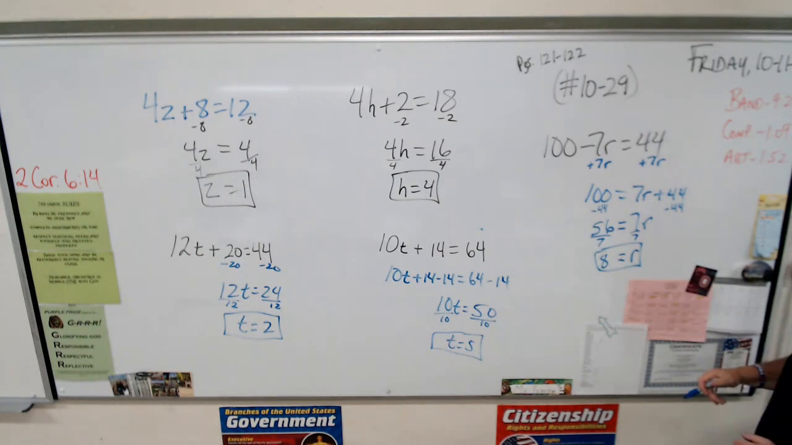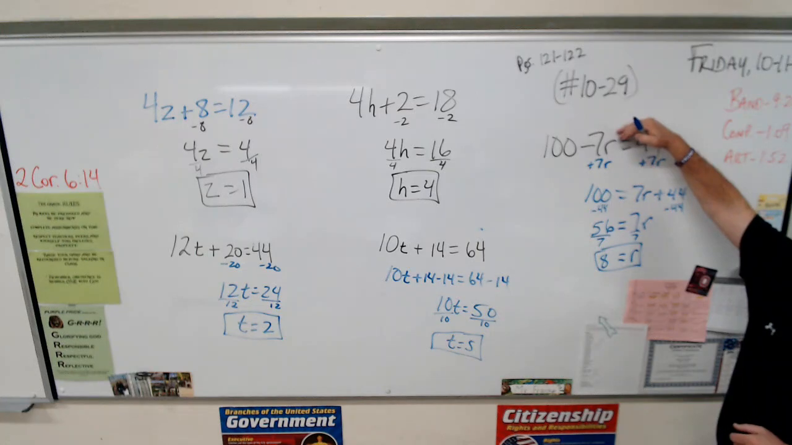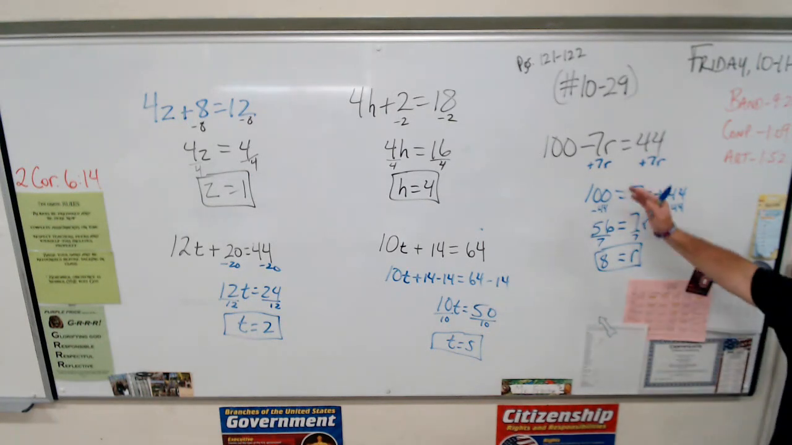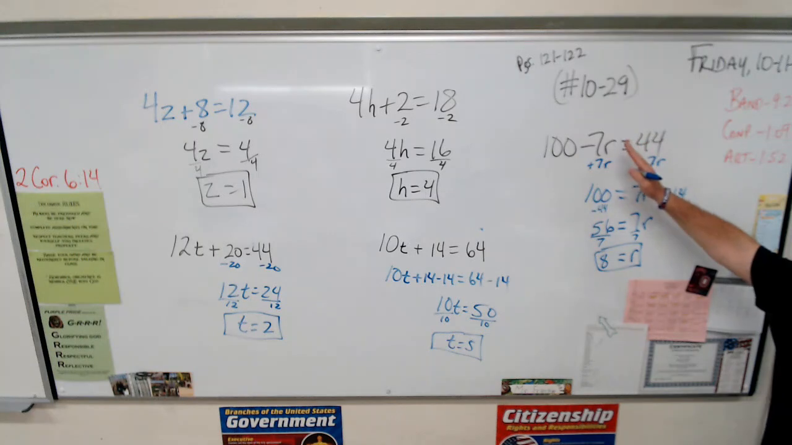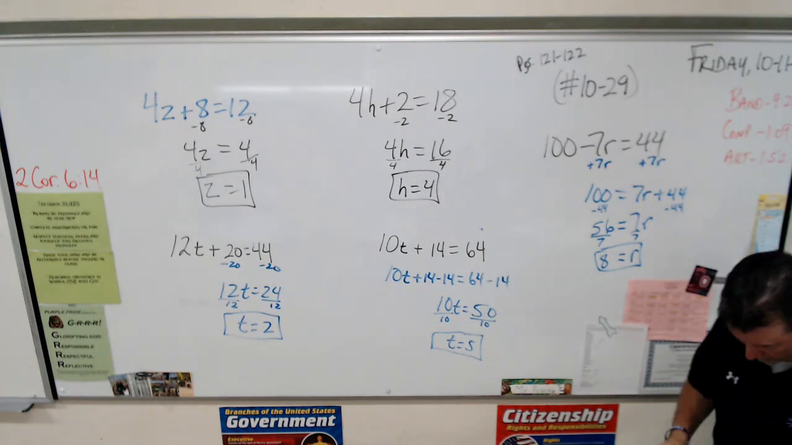What's 7 times 8? What's 100 minus 56? Well, how do you do it without changing? Okay. Kiara says, how do you do it if I don't want to move that 7r over there? There you go.